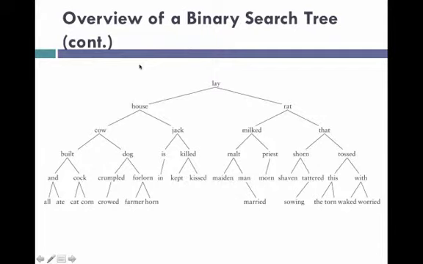Here's an example of a binary search tree. The root node has the data value lay, and the left subtree is a binary search tree. Every value in this left subtree is less than lay. If we place these in dictionary order, all these terms would come before lay, and all the terms in the right subtree would come after lay. And if you examine this tree, you'll see that every subtree is itself a binary search tree.